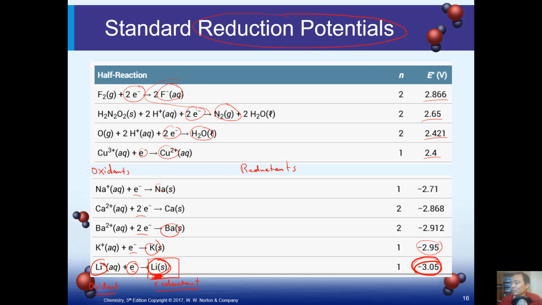Conversely, fluorine, F2, has highly positive reduction potential. So F2, which is an oxidant that sits on the left side, is one of the strongest oxidants available. It does make sense because fluorine is the most electronegative element in the periodic table. So it would have the greatest tendency to gain electrons.